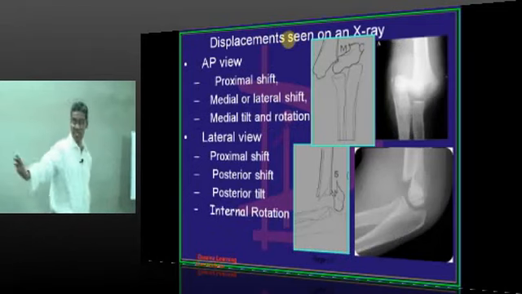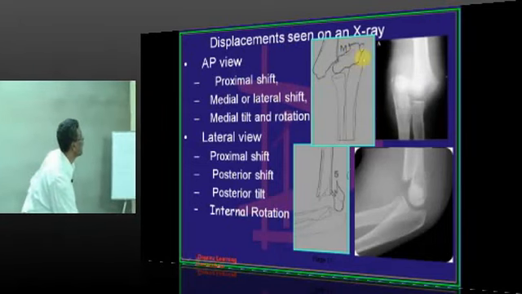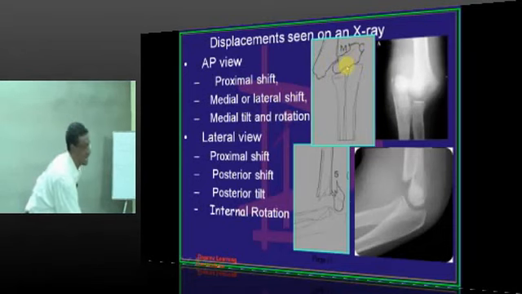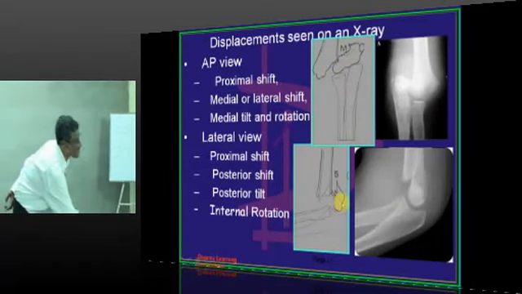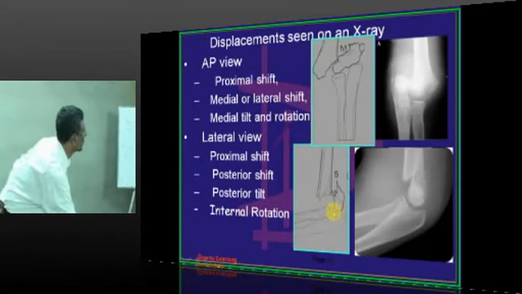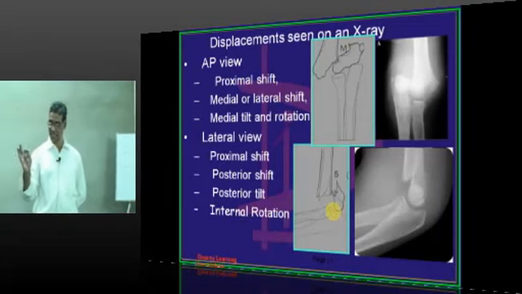Now this is the displacement. This I have already told you. See this one in an AP view. In an AP view, there will be a proximal shift. There will be a medial or lateral shift. There may be medial or lateral rotation. So that is all the shift: lateral shift, this is medial shift, and the rotation. You can see medial or lateral shift and proximal shift. In the lateral view, you can see the posterior shift, posterior tilt, as well as rotation. So shift, tilt, rotation, you know now.